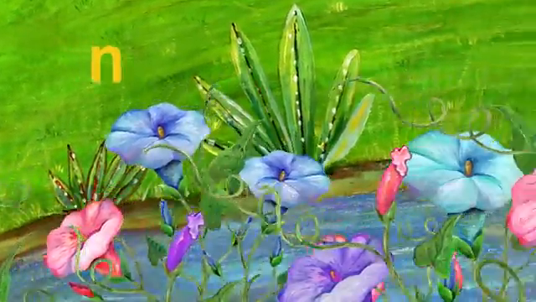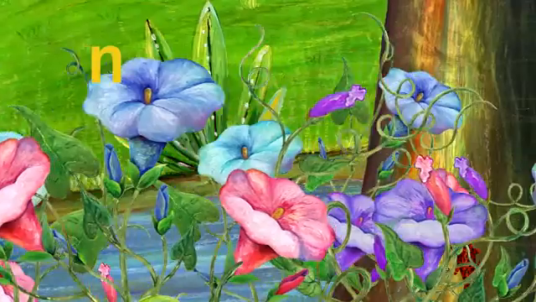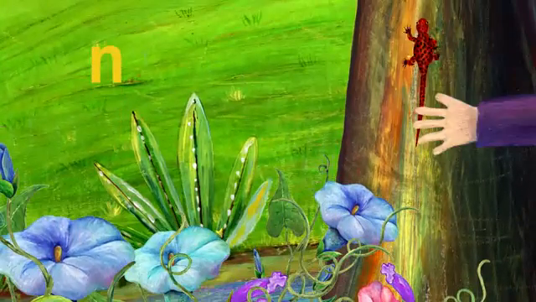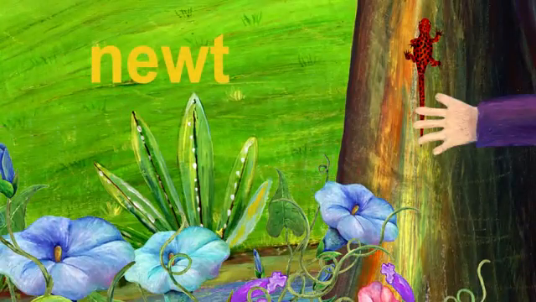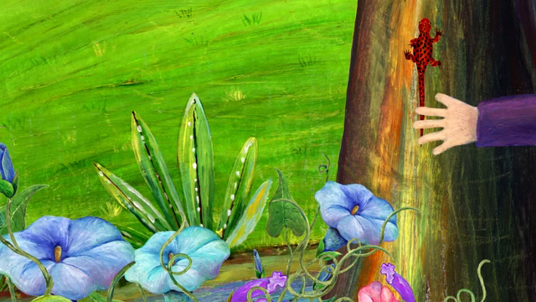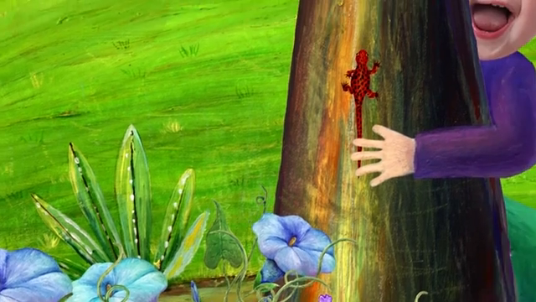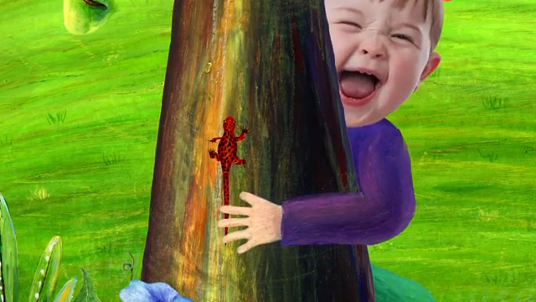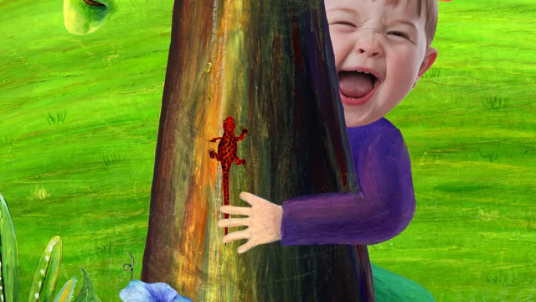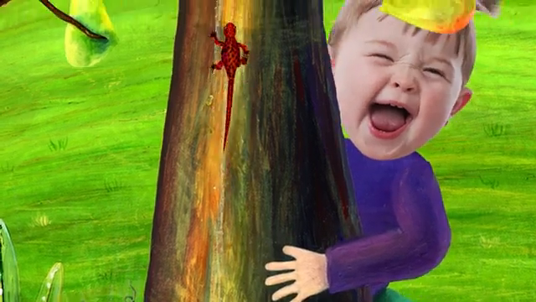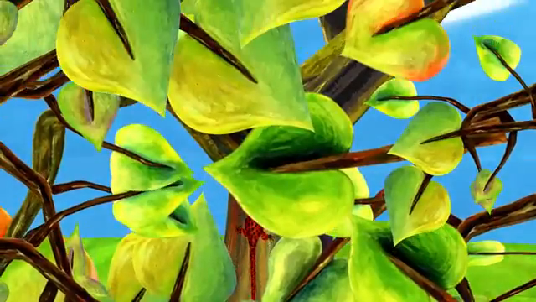The next letter is N. Let's find something that starts with N. This is a newt. Newt starts with N. By the way, who caught the newt? That's Nicole. She caught the newt. Will she let him go or keep him? She let him go. Good, Nicole.